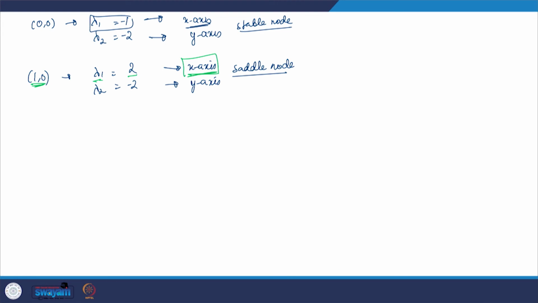So, now what we are going to do is look at the behavior of flow lines around the third fixed point, which is minus 1, 0. I am going to do the calculations here and then write down the eigenvalues and the eigenvectors like we have done for the other fixed points, 0, 0 and 1, 0.